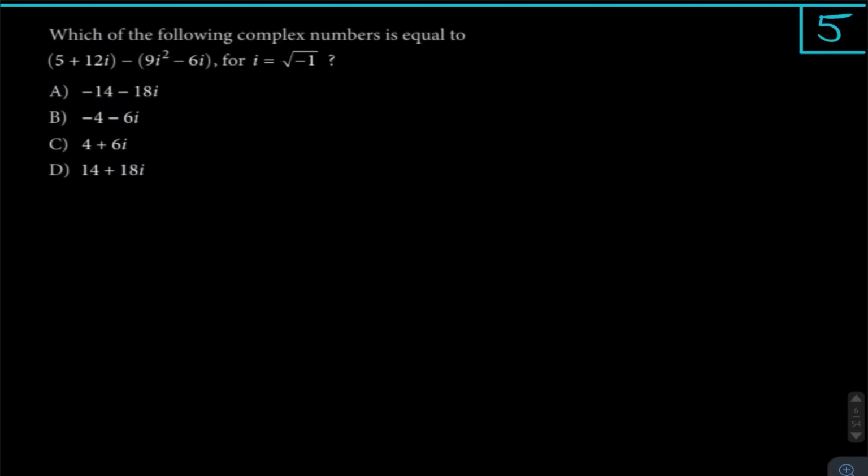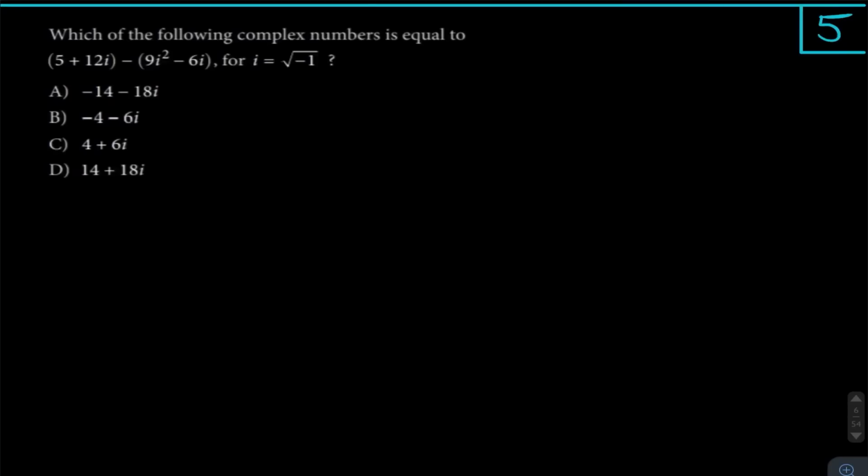All right, so this right here is going to be a little bit of combining like terms, right? When we see an i, don't freak out. You're just combining like terms. But if you see an i squared, you've got to know what that actually is, right? It's not like an x squared where you can just leave it as is. i squared is -1. We'll talk about why. But right here, this is 5 plus 12i minus 9i squared minus 6i.